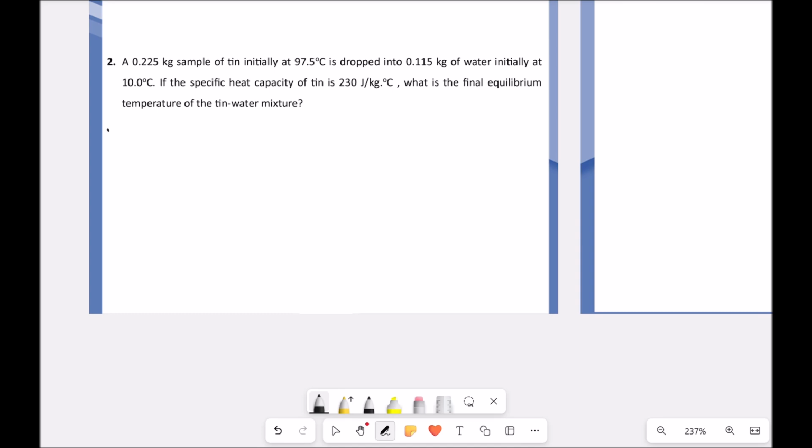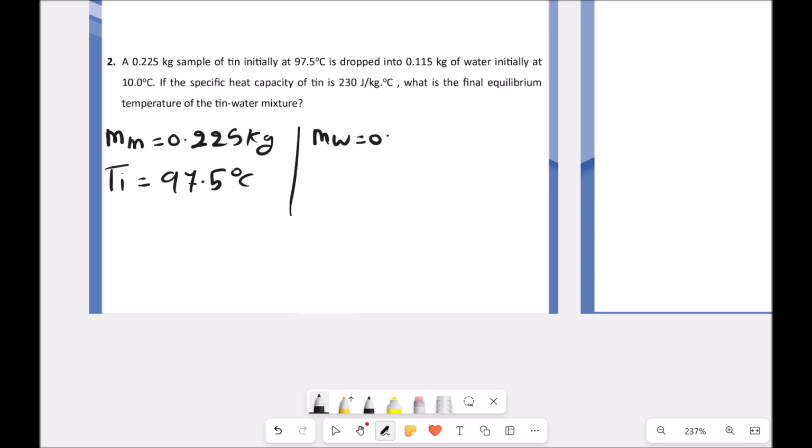So first of all, we have MM, which is the mass of the metal, equal to 0.225 kilogram, which has an initial temperature of 97.5 Celsius, and is dropped into 0.115 kilogram of water. So the mass of the water is equal to 0.115 kilogram, at an initial temperature T initial equal to 10 Celsius.